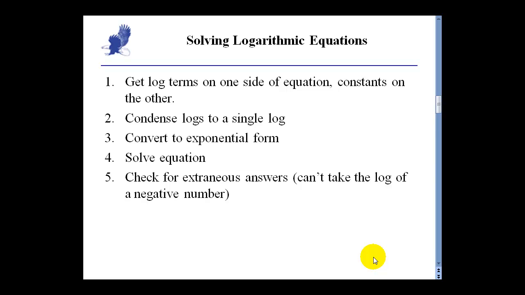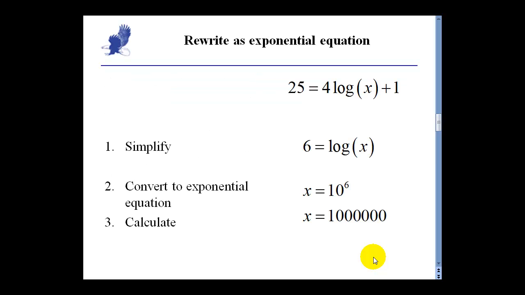Let's go through one example here. So we have our problem at the top, 25 equals 4 log x plus 1. Remember, the log without the subscript is a base 10 log, the common log. So we're going to subtract the 1 and divide by 4. So when I subtract 1, I get 24. I divided by 4, I get 6.